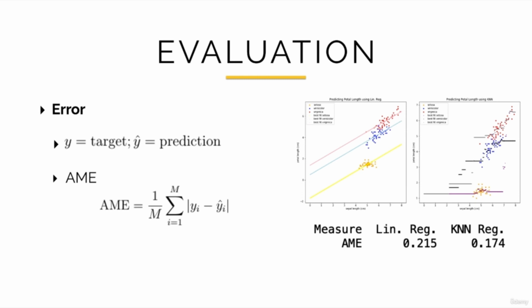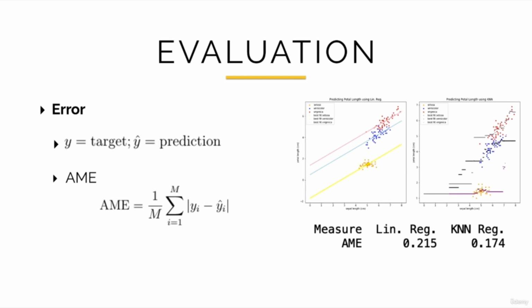On the left, we have the linear regression on the top left. On the right, we have the k-nearest neighbor. And on the bottom, we can see that using the absolute mean error, the linear regression is off by about 0.2. So that means on average, it's off by about 0.2 centimeters in the pedal length prediction, whereas the k-nearest neighbor is off by only about 0.17 centimeters. So using this measure, it looks like the k-nearest neighbor works better.